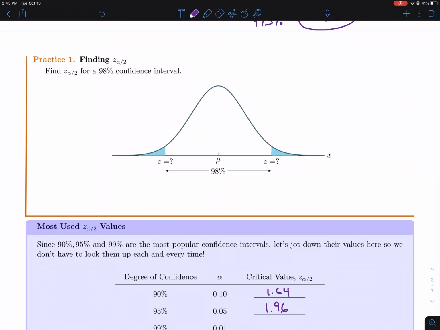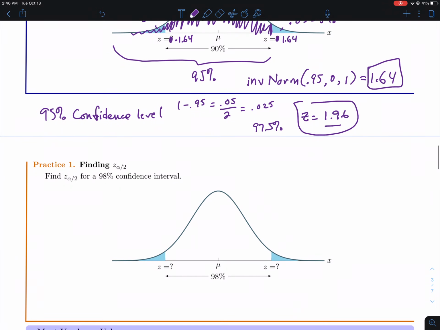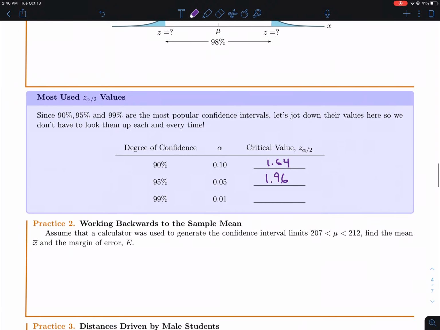So go ahead, I'll have you guys do practice 1 on your own here. So this is finding a 98% confidence level. So again, do the same thing I did from above. Figure out what the alpha is first. Divide the alpha by 2 to figure out the areas that are outside of our confidence interval. Use that to find the area under the curve. And then that'll give us our nice z-score for 98. All right. And then again, do 99 also, so that way you can kind of fill in the chart.